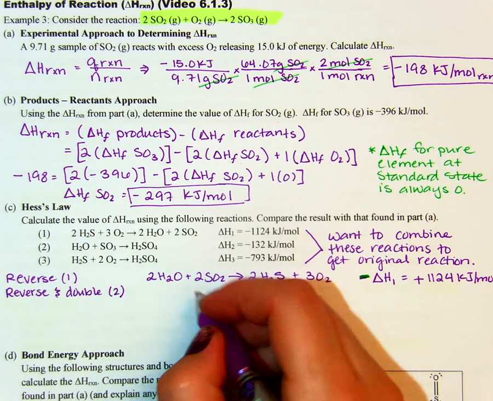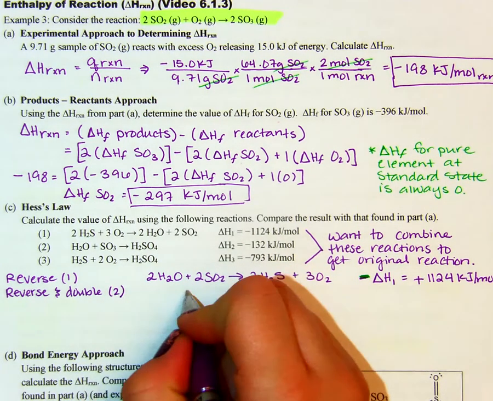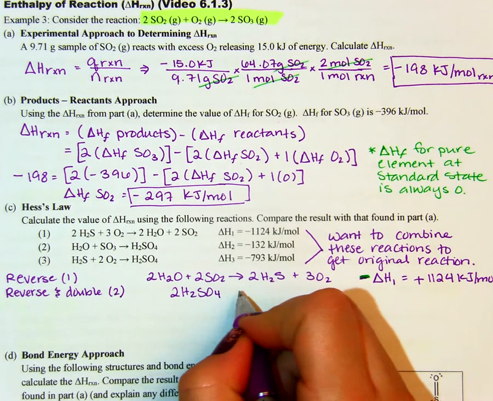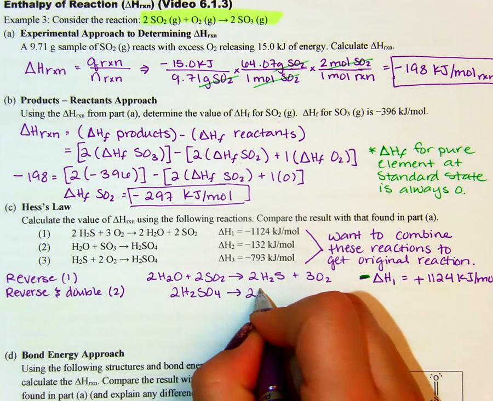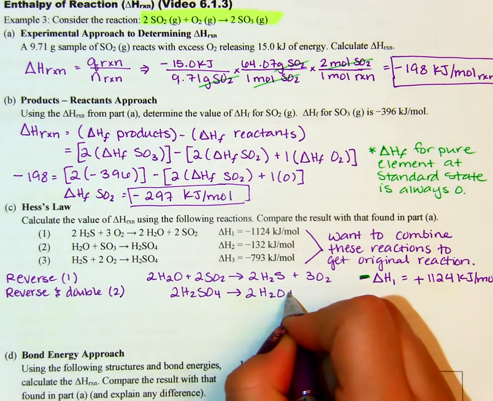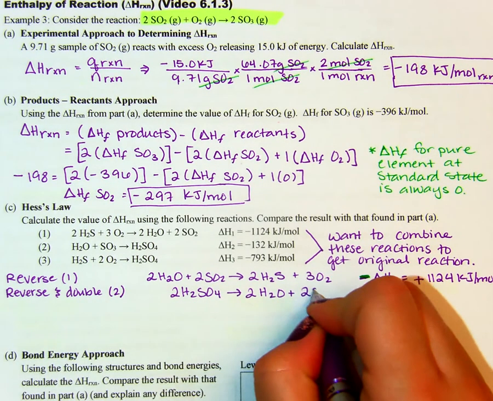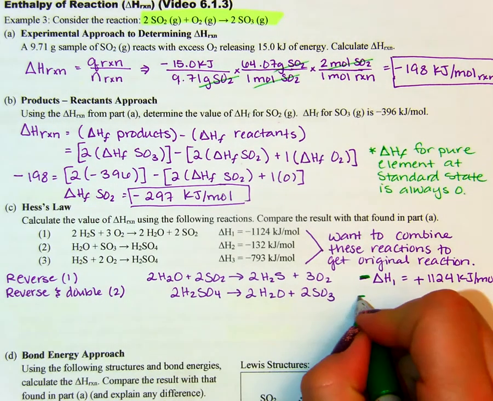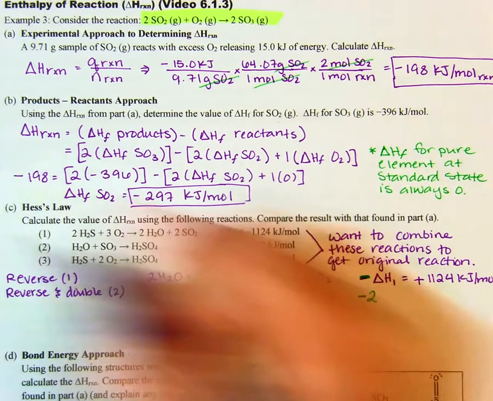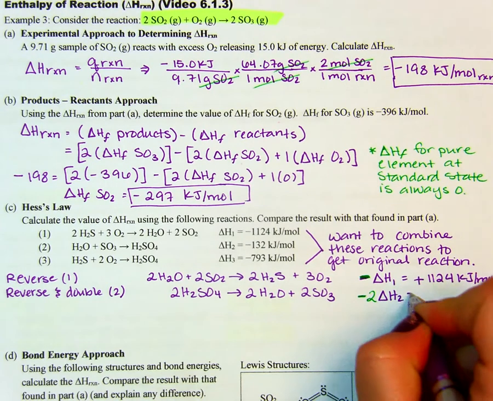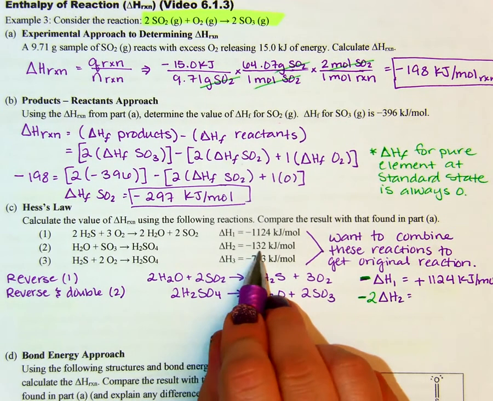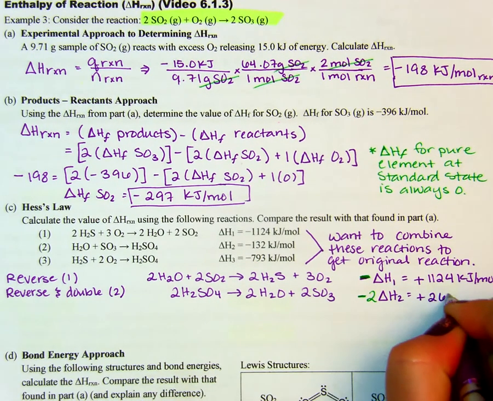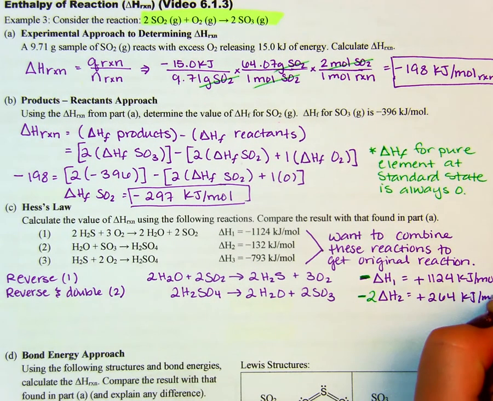So just reversing it and writing it out, I have H2SO4, sulfuric acid. But remember, I'm doubling it, so 2 H2SO4 now. And that's going to yield 2 water. And, let's see, 2 SO3. And then, of course, I reversed this and I doubled it, so minus 2 times delta H2. And if we do the math on this, 132 times 2 is 264. Change the sign, it's positive. So we get positive 264 kilojoules per mole.